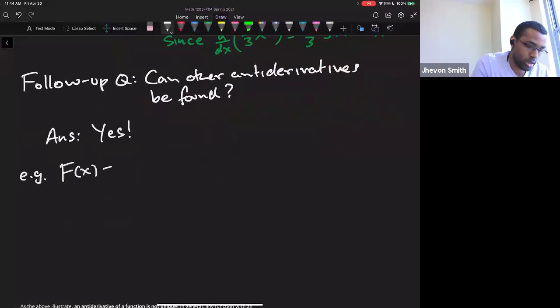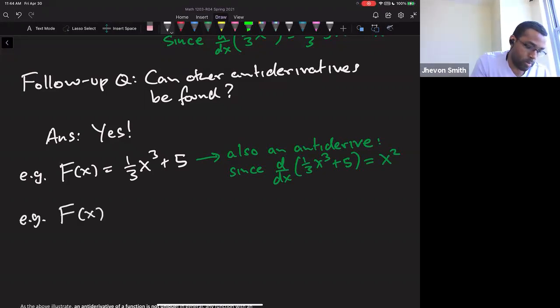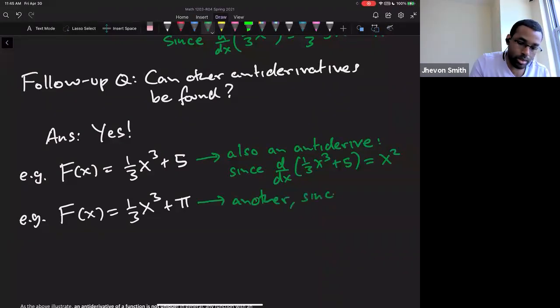So for example, if I said a third x cubed plus 5, this is also an antiderivative. And it's a completely different function. Since if I were to take the derivative of that, 1/3 x cubed plus 5, the result would be x squared. Again, same thing if I had a third x cubed plus pi. Same thing. Another. Since if I were to take the derivative of a third x cubed plus pi, the result is x squared.